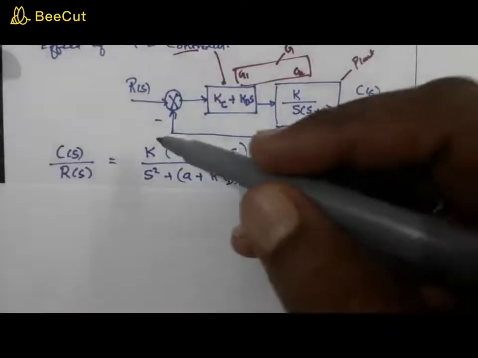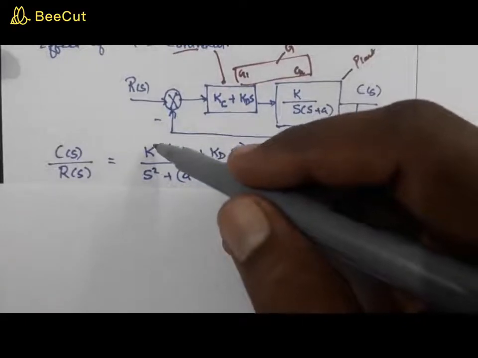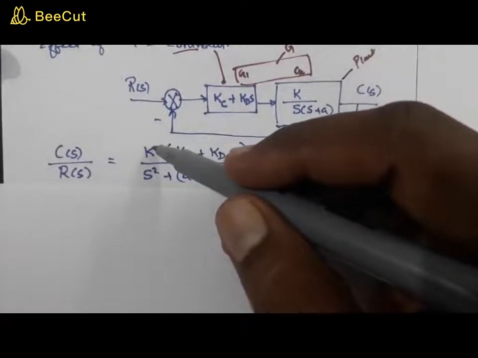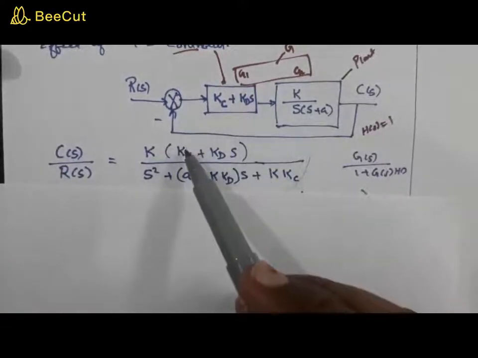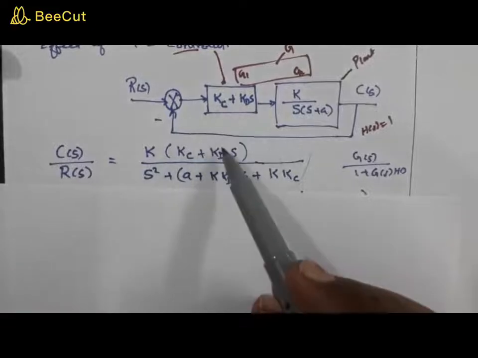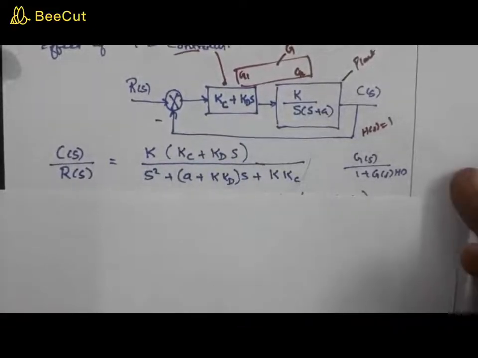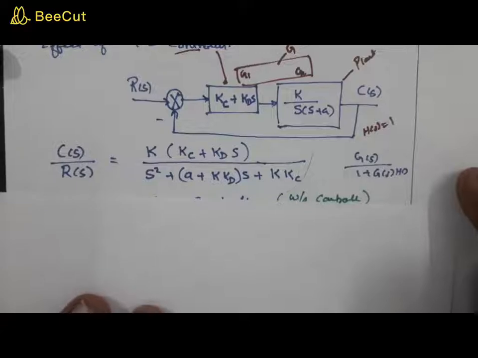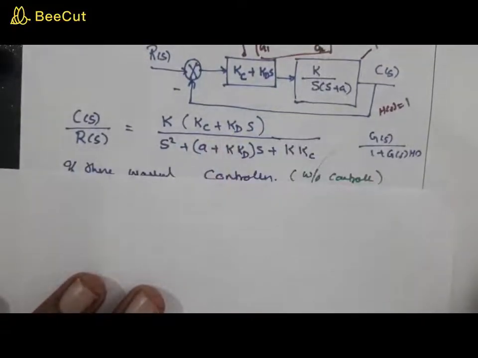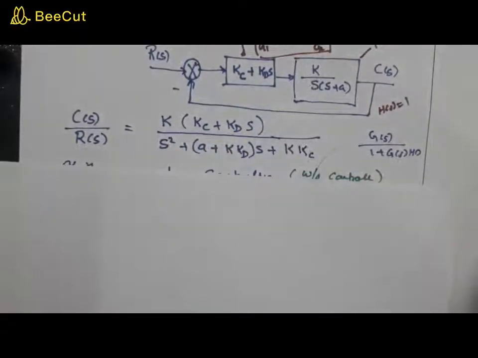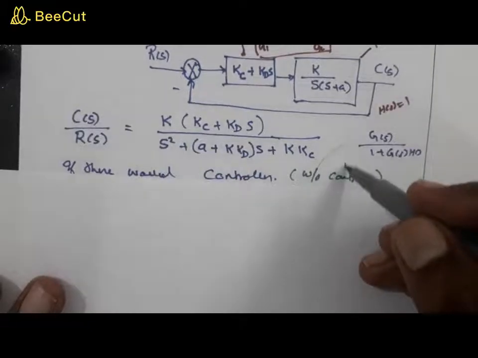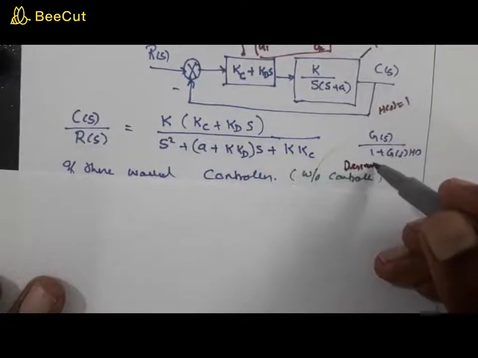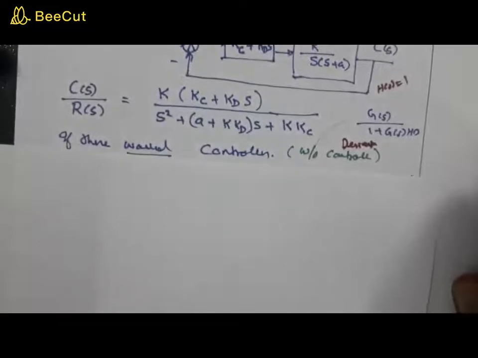So do remember, you have three constants. One is K, which is related to the plant, while Kc and Kd are related to the controller. Kc is the proportional controller gain, Kd is the derivative controller gain. Now this is actually the transfer function. Now suppose for the meantime you are considering a case where you don't have the derivative control. Suppose you have only the proportional controller.